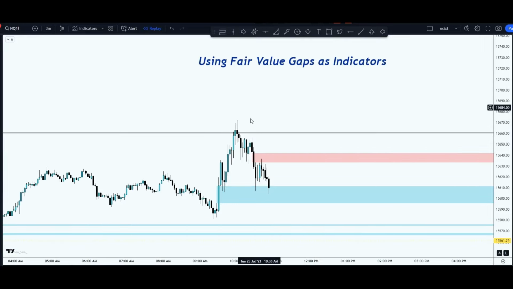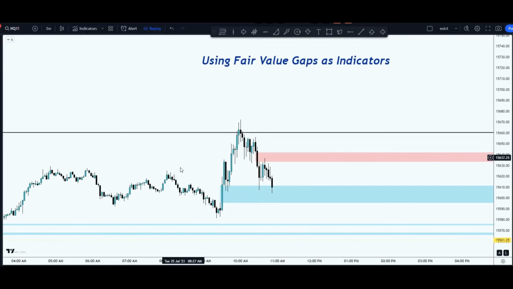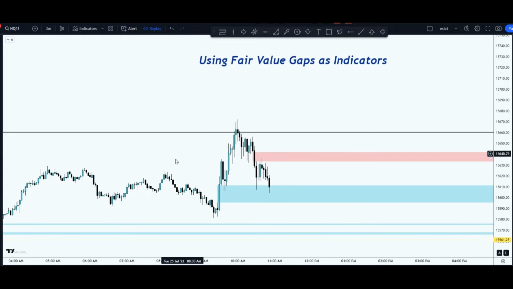Using fair value gaps as an indicator. I use fair value gaps to tell me where price is likely to go, what it's likely to be doing, and if I should be bullish or bearish. I'm not just saying, oh, a fair value gap did this, so now I'm going to do that. I use it as a clue. I'm always looking for clues in what the algorithm is doing, if the algorithm is bullish or bearish. And that's how we're going to use the fair value gap.